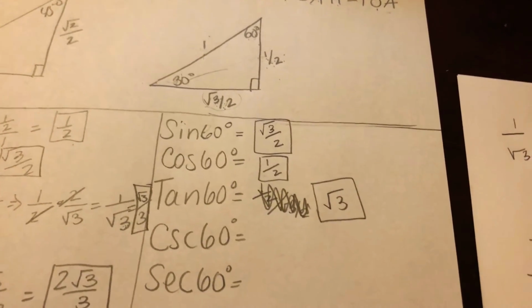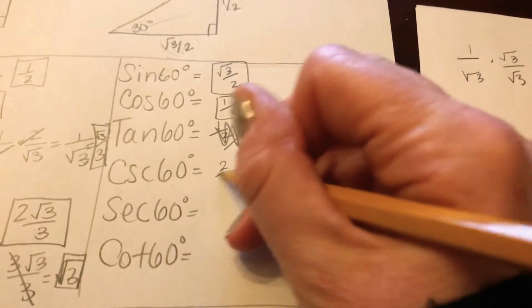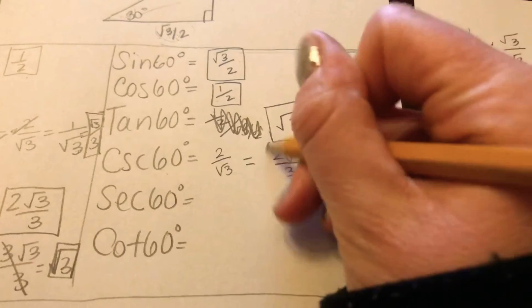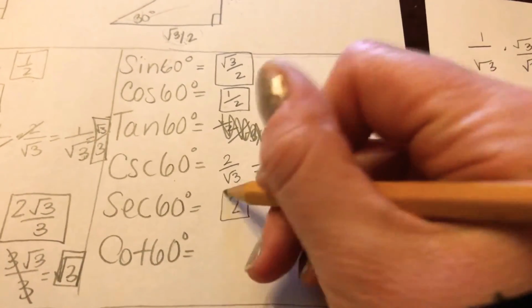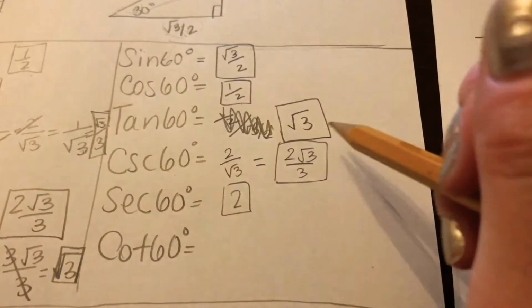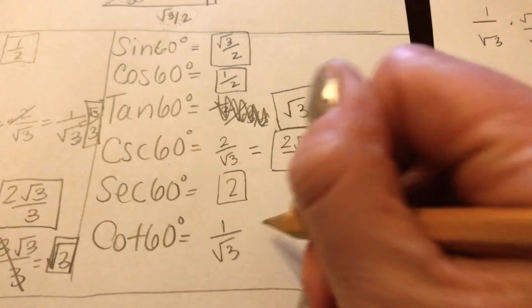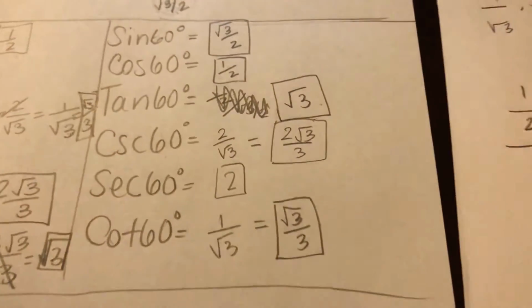Okay, and then, again, the cosecant matches up with the sine, so that's the reciprocal, which is 2 radical 3 over 3. The secant is the reciprocal of cosine, so it's 2. And the cotangent is the reciprocal of tangent, so that's 1 over radical 3, which you would simplify into radical 3 over 3, where you would rationalize the denominator.